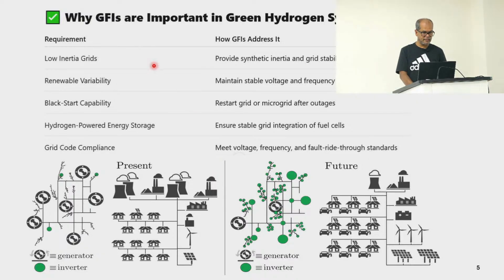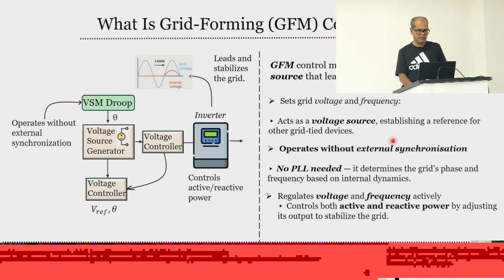So I think we already mentioned all of them. The requirements are low inertia grid, variable renewables, black start, hydrogen power, hybrid system, and maintaining grid compliance. We need grid forming, and in both cases they address those scenarios by providing synthetic inertia, maintaining voltage and frequency, restarting the grid or microgrid after an outage, ensuring stable operation of the fuel cell, and definitely meeting voltage, frequency, and low voltage ride-through, as I mentioned.